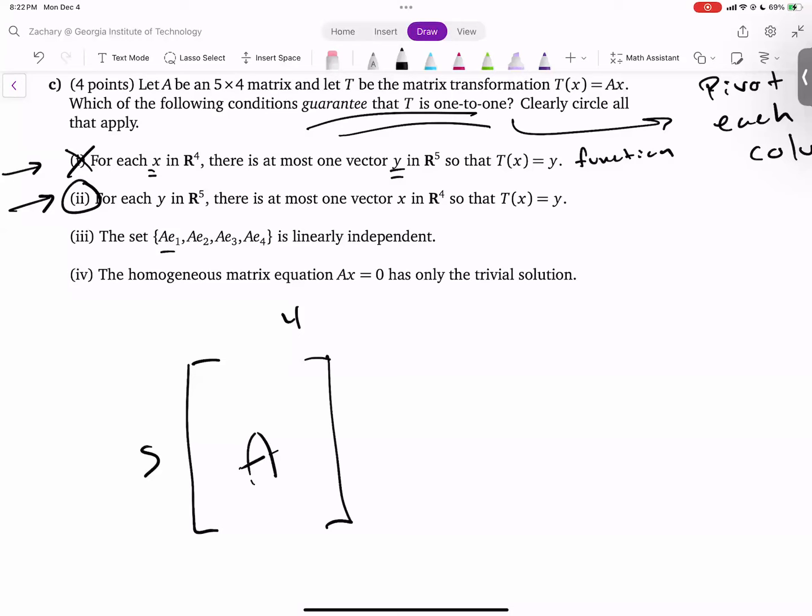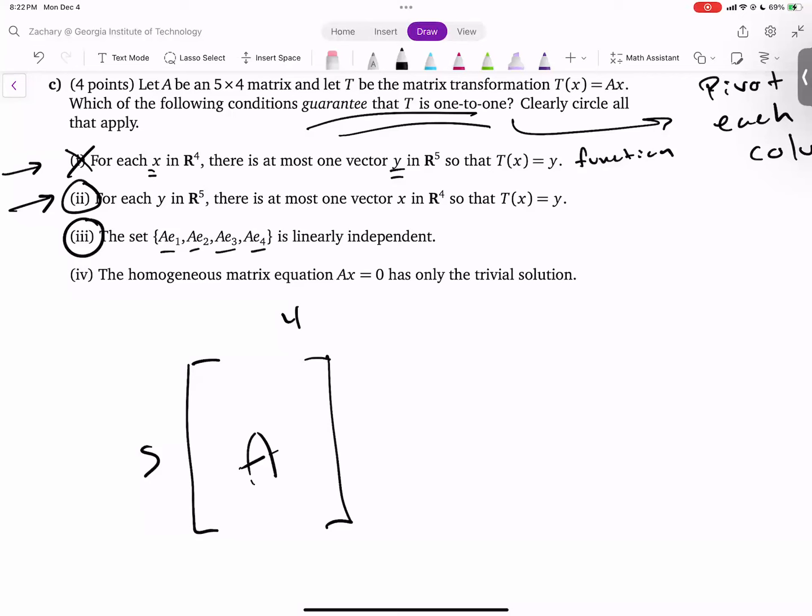So if we have 4 vectors that are linearly independent in A, what does that tell me about A? Or what do these 4 vectors form with respect to A? A basis, right? We have 4 vectors for a 5x4 matrix that are linearly independent. Those are just our columns as well, right? A times e1 is just my first column. A times e2 is just my second column. And if they're all linearly independent, it's the same thing as saying they're all pivots. And if they're all pivots, it's the same thing as saying it's one-to-one.